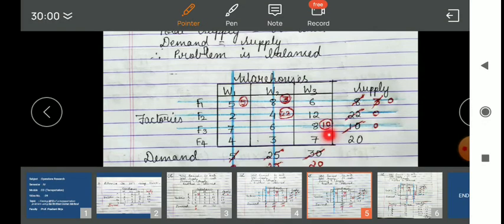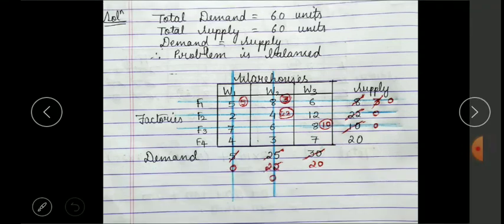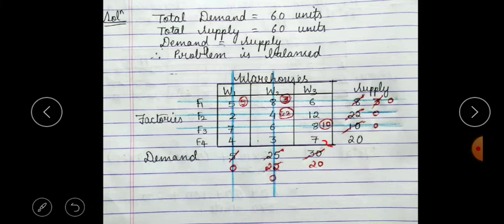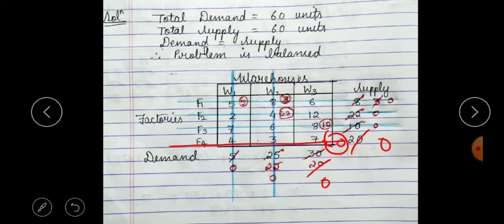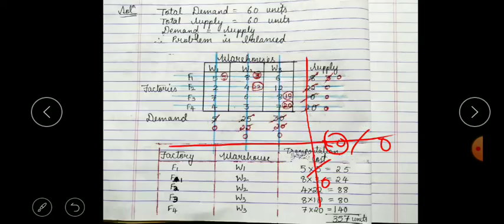So after you allocate 20 here, what will happen? Suppose I allocate 20 here, so this becomes 0 and this also becomes 0. Because these two become 0, you have to cancel it out, this as well as this. Fine. So it looks like this.